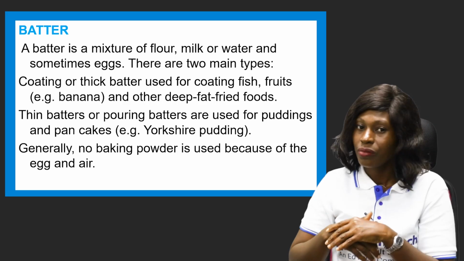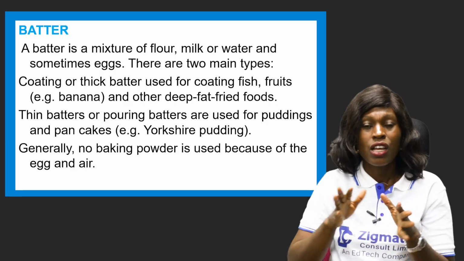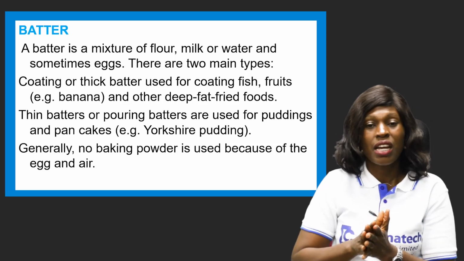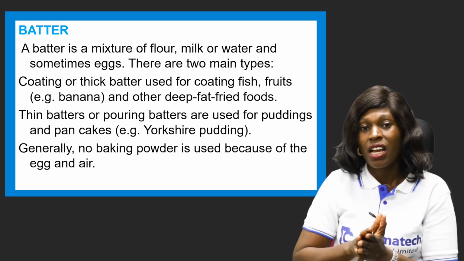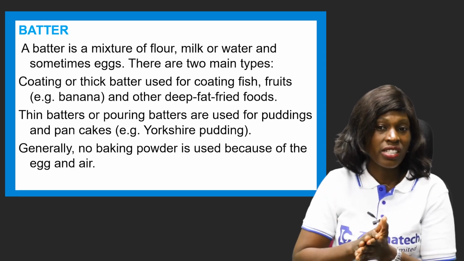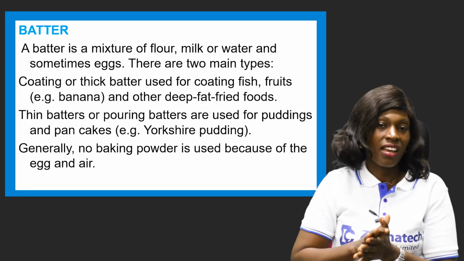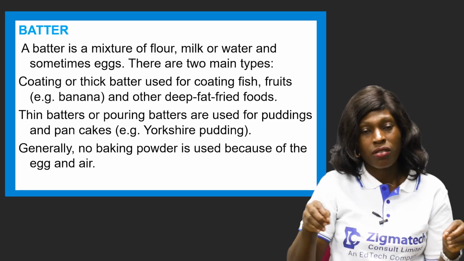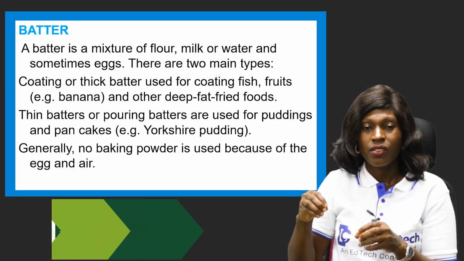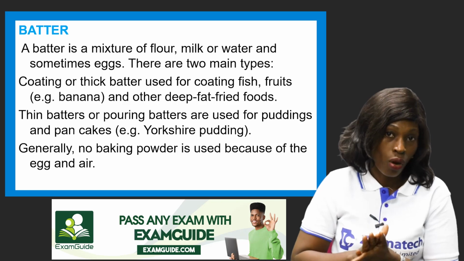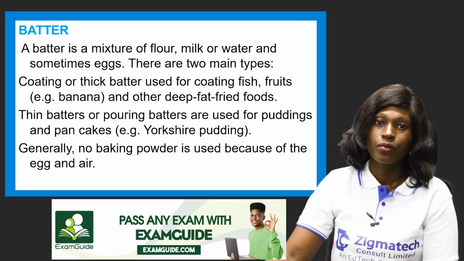A batter. Now when you have your batter, usually baking powder is not required. You don't need to add baking powder if you're using your eggs as a leavening agent, and air. They serve as what? The leavening agent. So you don't need to add baking powder or any other source of rising agents, because your eggs and air can do the work for you.